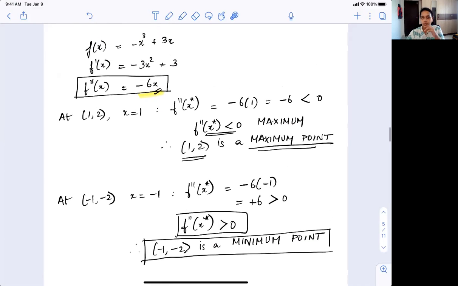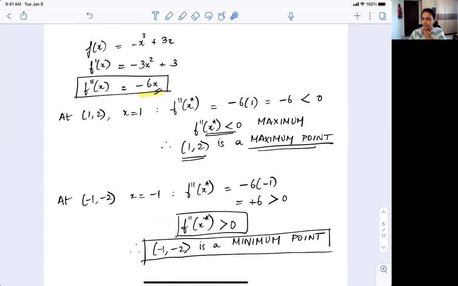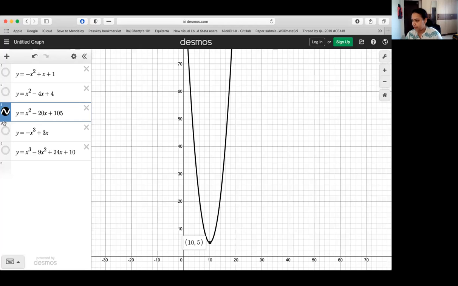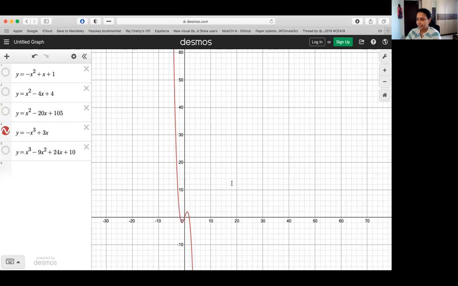Now, all of this is with calculus, but let's check if our answers are right by looking at the graph of the function. So I will stop sharing this screen and we'll go back to the Desmos screen. Okay, so y is equal to minus x cubed plus 3x. This is the particular function that we are looking at. Let me choose this and let's see what the graph looks like. This red curve plots the function y is equal to minus x cubed plus 3x.